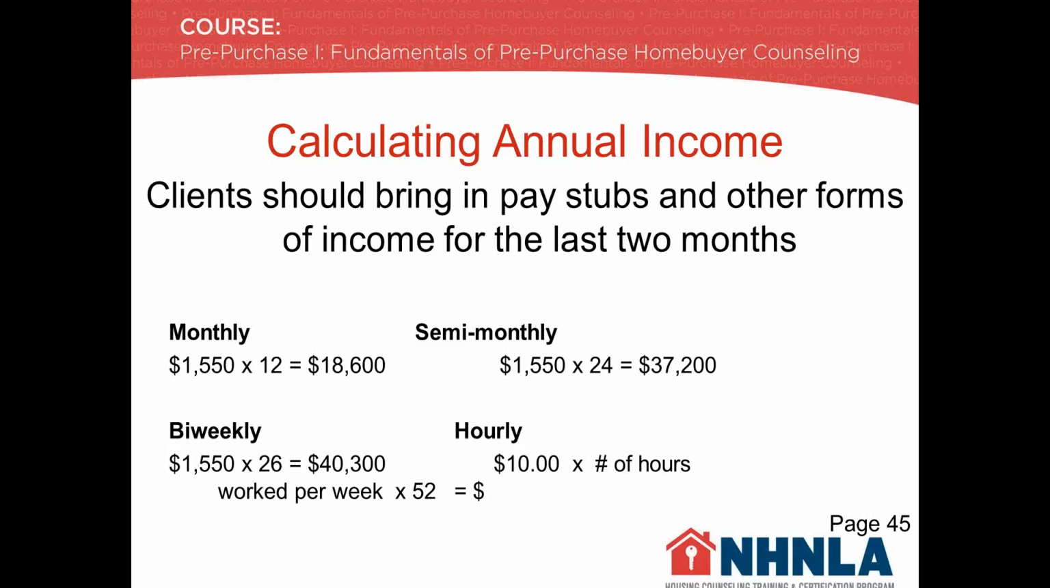If you have someone who works hourly, what you need to do is just calculate their hourly rate of pay by the number of hours that they work. And we'll go into more examples here, but hourly can be tricky because they may work varying hours. They may have 20 hours one week and 30 hours the next week. So you're really just going to have to calculate the average number of hours that they work.